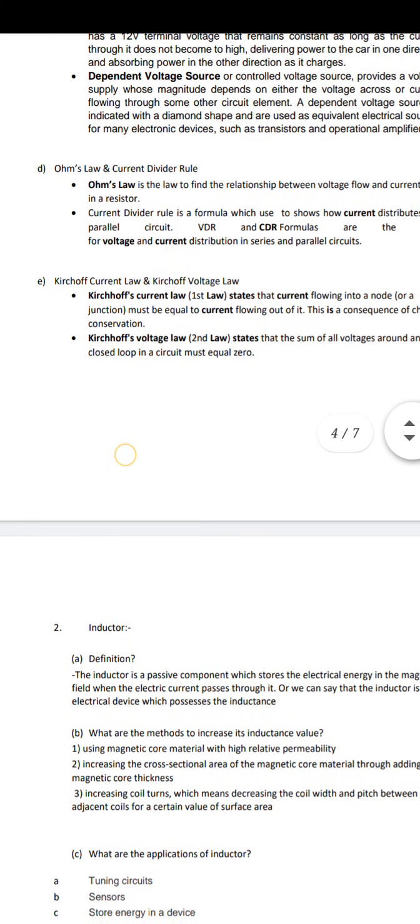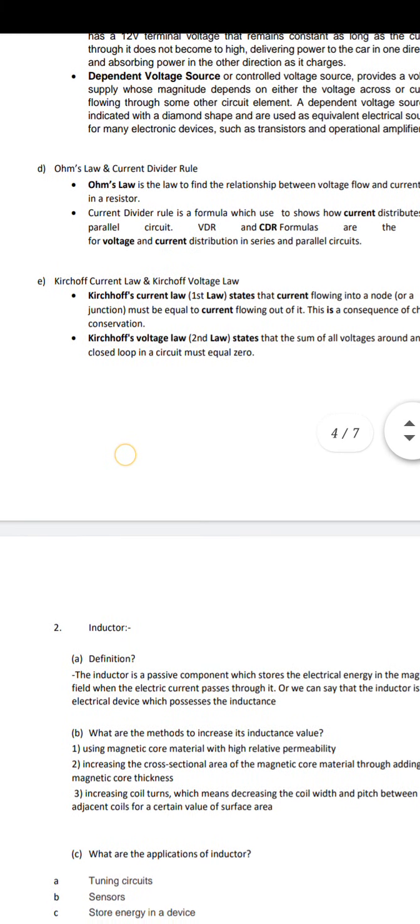For the second question, the inductor. The definition of an inductor: the inductor is a passive component which stores electric energy in a magnetic field when electric current passes through it, or we can say the inductor is an electrical device which possesses inductance. For B, what are the methods to increase the inductor value?